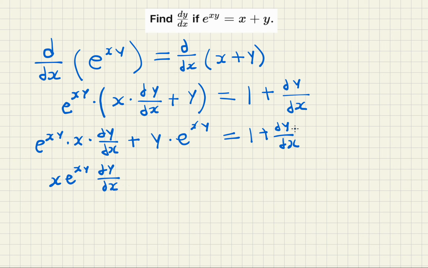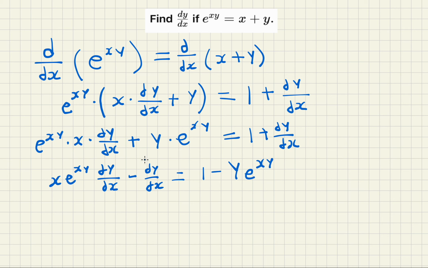I will subtract dy over dx, and I'll add y times e to the power of xy. So what I get now is minus dy over dx is equal to 1. I'll have to subtract y times e to the power of xy, so 1 minus y times e to the power of xy.